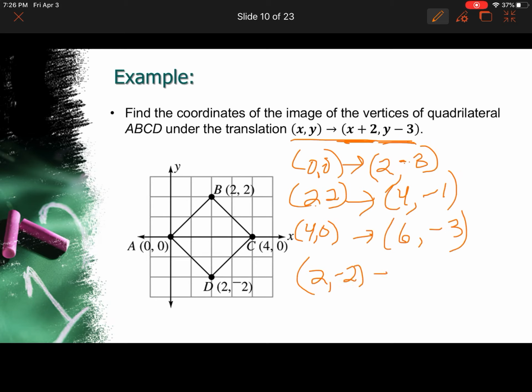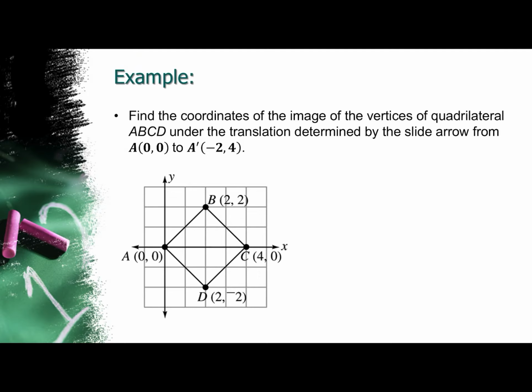And so you really are just adding to each of those coordinates according to what the definition was, right? So 2 plus 2 is 4, and negative 2 minus 3 is negative 5.